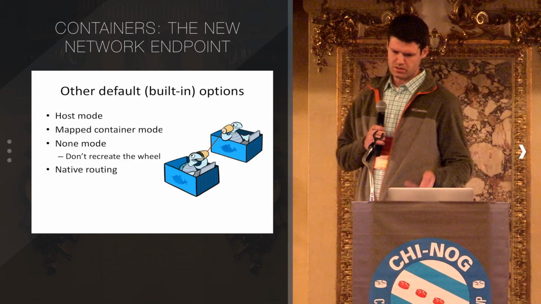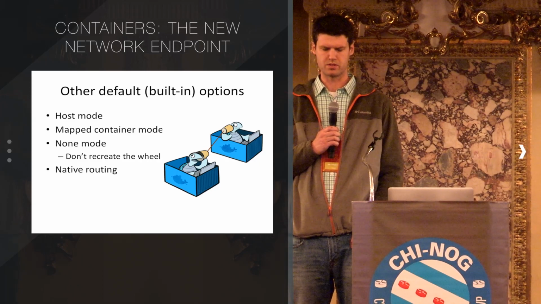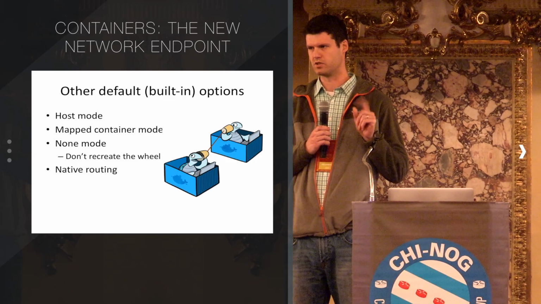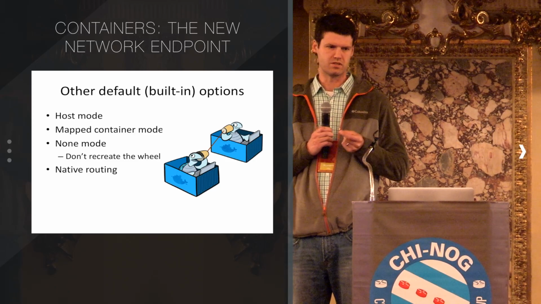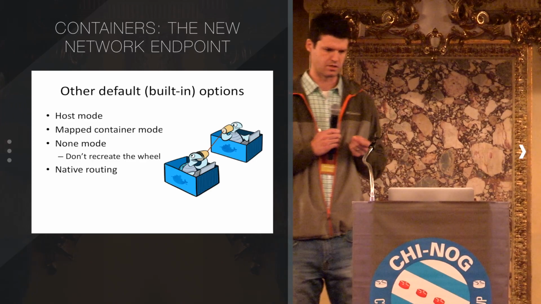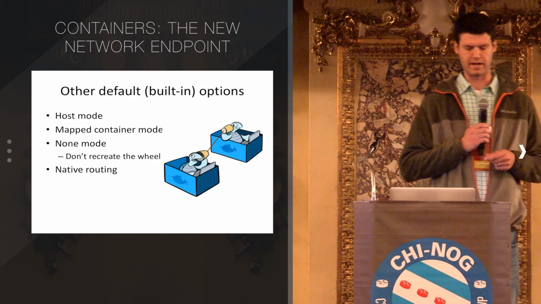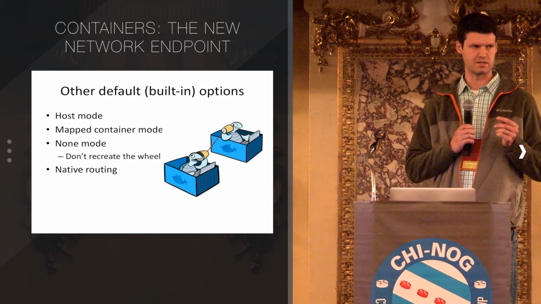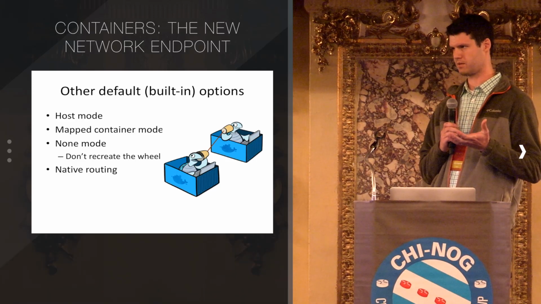Map container mode is interesting. It's not really talked about a lot in the documentation, but it's where you start a single container, and then when you start a second container, you tell Docker to join it to the existing namespace of that first container. So for instance, if I started a container that offered a service on port 80, I could then start a second container that offered a service on port 8080 and tell it to join the same network namespace. Doing so means that both containers will see the same IP address, right? They're in the same network namespace.